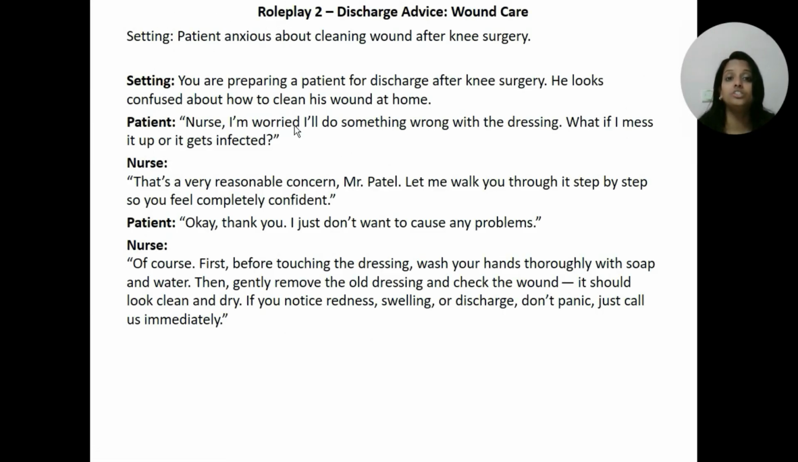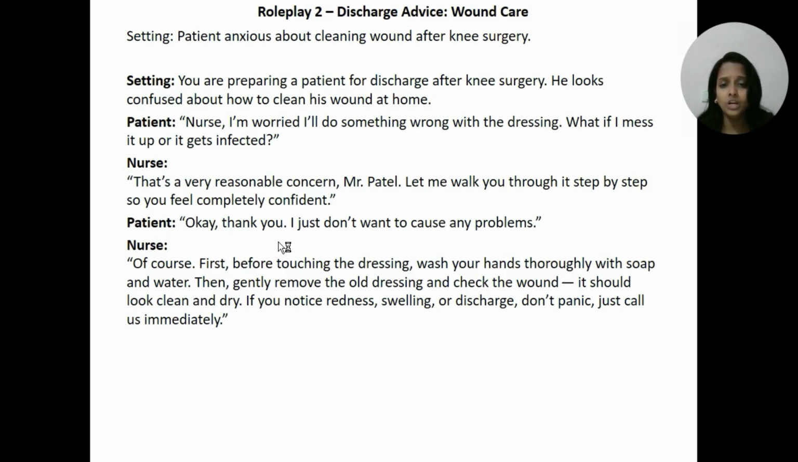This is the discharge advice, wound care. You're preparing a patient for discharge after knee surgery. He looks confused about how to clean his wound at home. Patient: Nurse, I'm worried I'll do something wrong with the dressing. What if I mess it up or it gets infected? Nurse: That's a very reasonable concern, Mr. Patel. Let me walk you through it step by step so you feel completely confident.